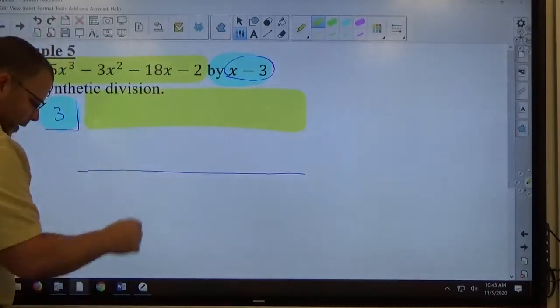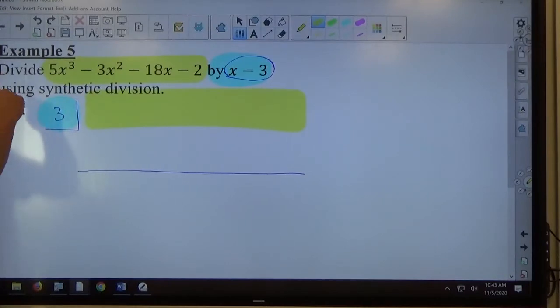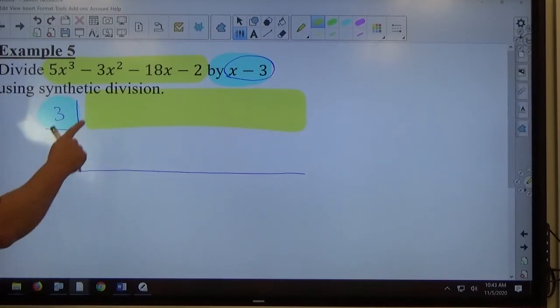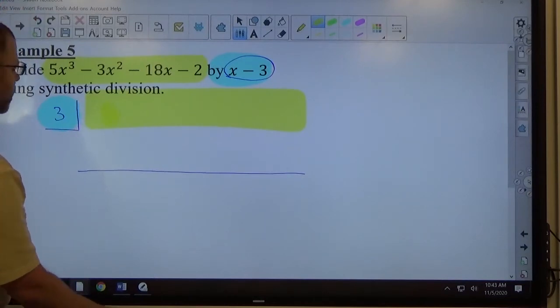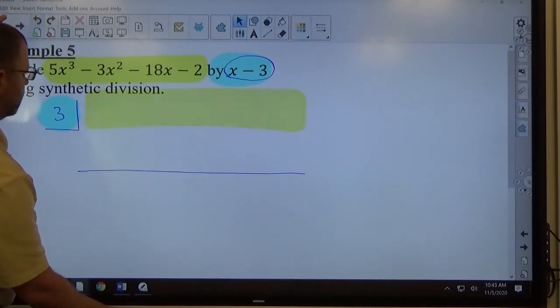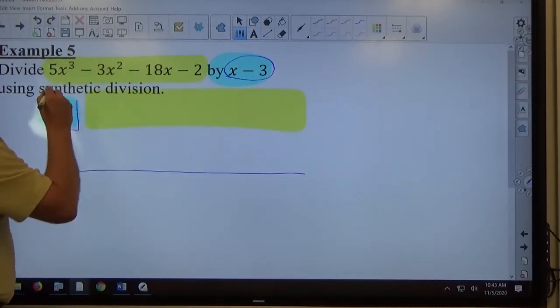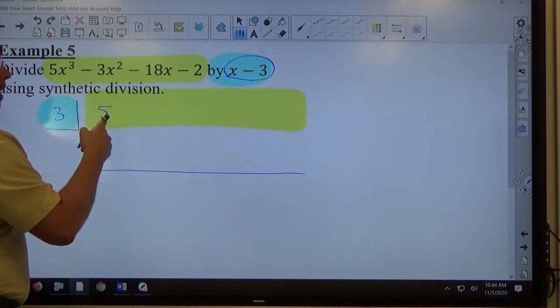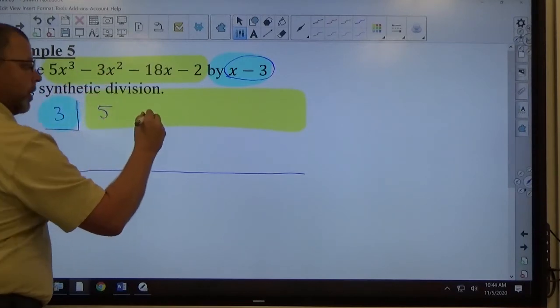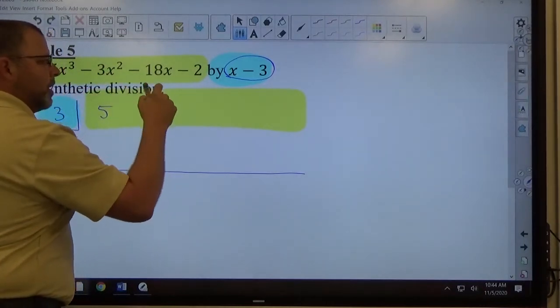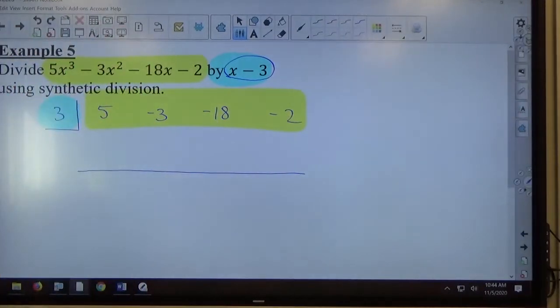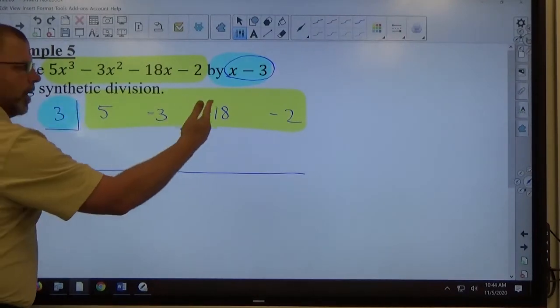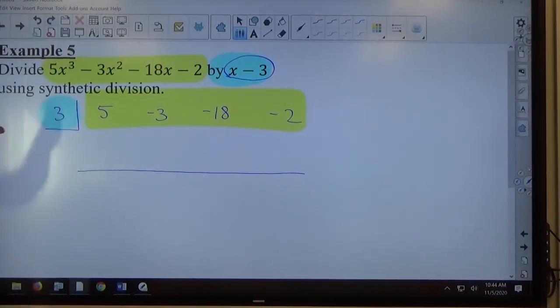And what I'm going to put over here is just the numbers only of this in order, and if any power of x is missing, I must put a 0. So it's positive 5x cubed, so positive 5 goes there. All right, so positive 5x cubed, so put positive 5. The next number is negative 3x squared, x squared is accounted for. Next number is negative 18x, x the first is accounted for. Next number is negative 2, x the 0 is accounted for. So x cubed, x squared, x the first, constant. Every power of x is accounted for, so no zeros showed up.